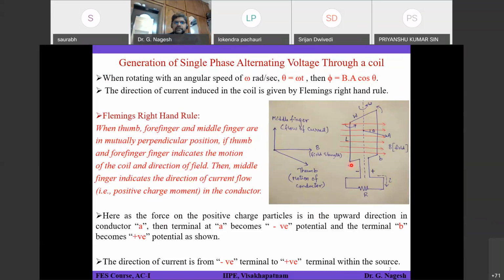To find the direction of the current, we use what is called Fleming's right hand rule. You have studied this or not? Yes, sir. We studied the thumb rule, and this is also a right hand rule. Both are almost the same. There you will have only two things: the direction of the flux and the direction of current alone. Here, in the right hand rule, there are three coordinates.